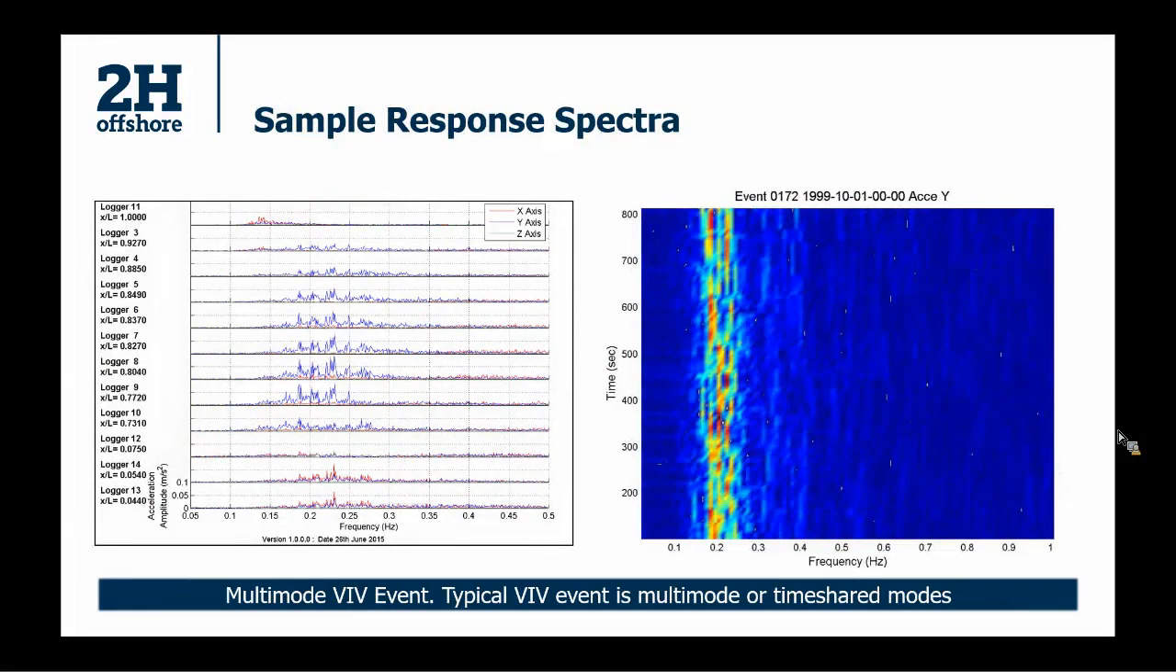Here I am showing you all the loggers. On the left side, you can see the spectral plot. The bottom three spectral plots are for touchdown zone loggers. The rest are for hang-off loggers, and the very top one is for the vessel logger, X over L of 1.